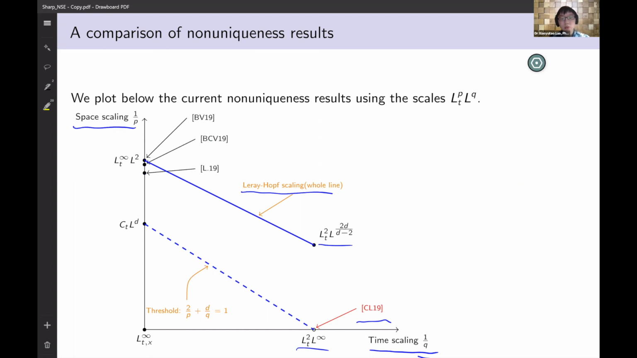So it lands just at the horizontal axis of time scaling. So L2 L infinity is critical for all dimensions because the criticality line is 2 over P plus d over Q equal to 1. So we are able to show non-uniqueness right here. Previously, it was only known on this vertical axis, and it's very far away from this critical scaling. And now we can do this on this horizontal axis all the way to the critical threshold.